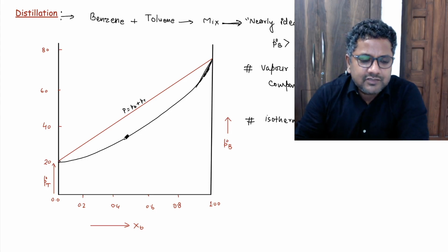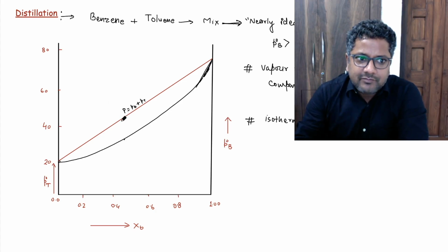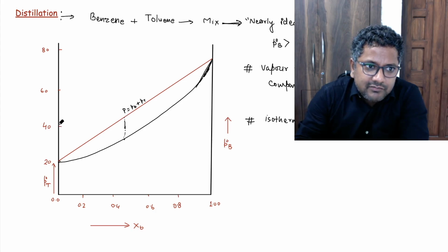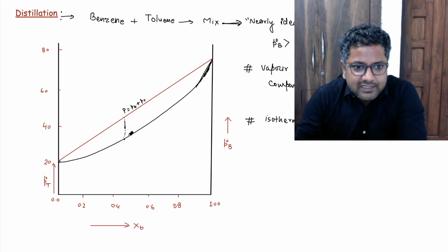Now tell me, at this point, the total pressure is less than the vapor pressure or more than the vapor pressure? See, this is the pressure coordinate. So if you match this either here or here, don't worry. Corresponding to this point, the total vapor pressure you will get by matching like this. So at this point the total pressure is less than the vapor pressure.